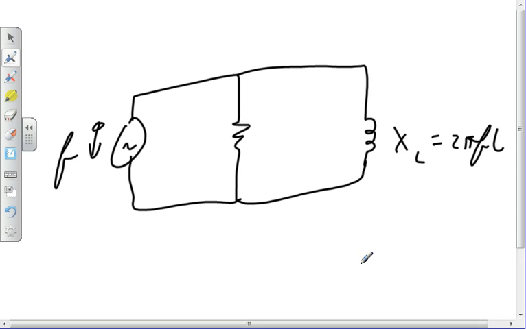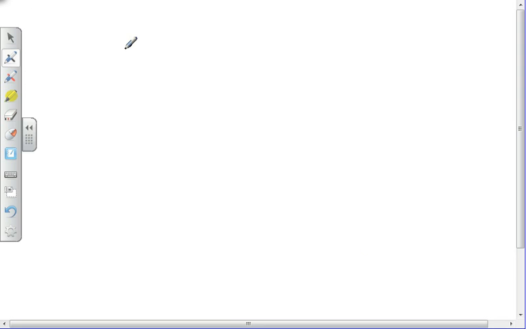Okay. Let's see if we can find a problem to run. Problem number 22, maybe? Yeah, problem number 22. That sounds like fun. Calculate the impedance of the circuit.